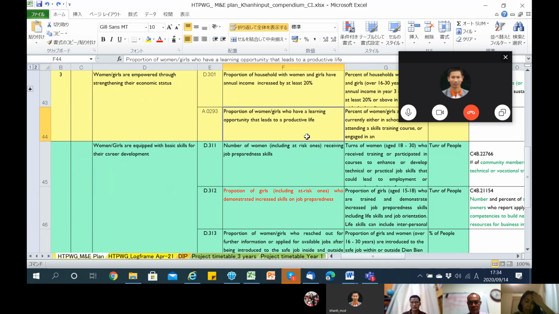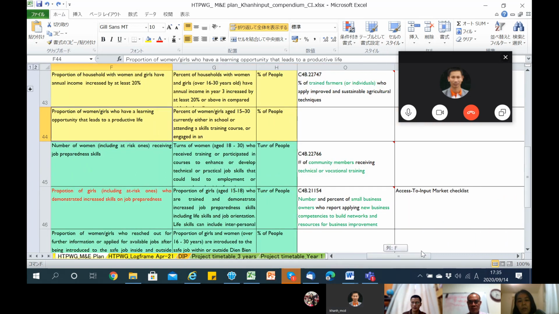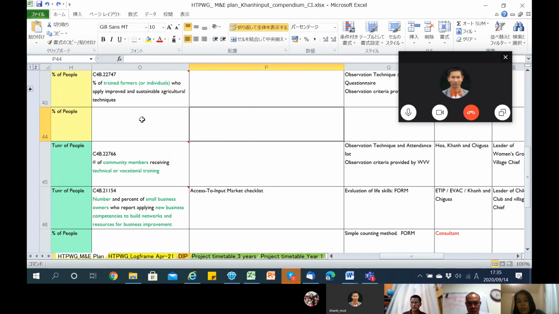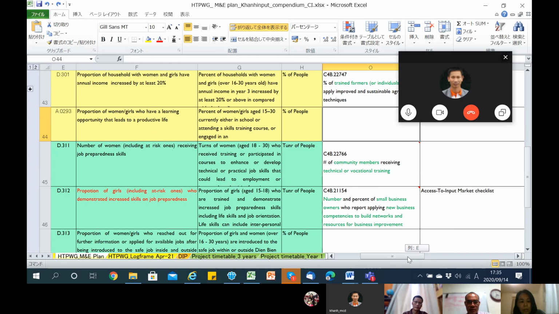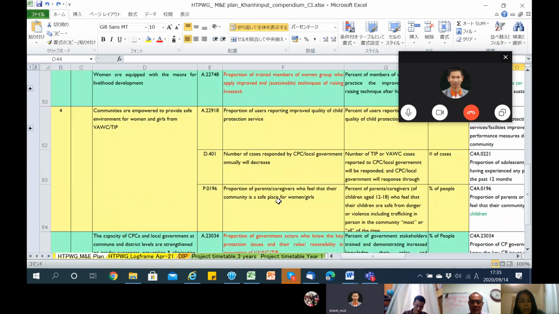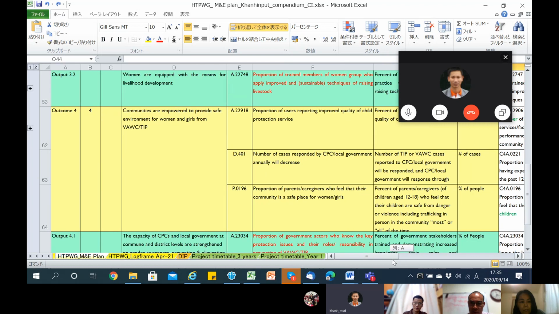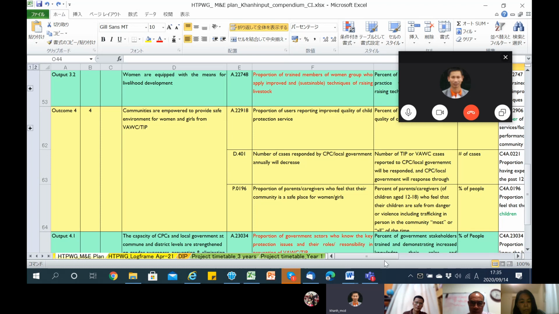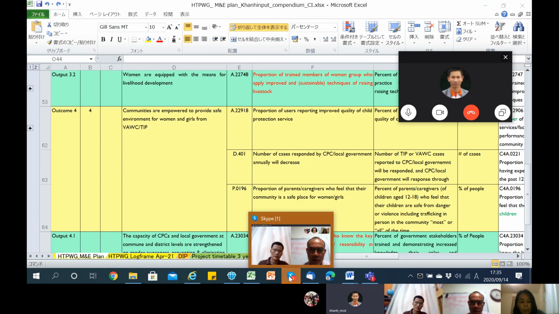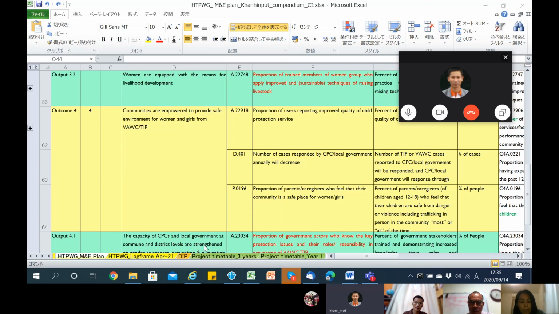So I think we need to ask Mr. Quang to develop some questions for this indicator. I think this is one of the big ones. Yes, we can do that. Mr. Quang, do you have any similar tool you can share with us so we can check if you already have some tool for this indicator?